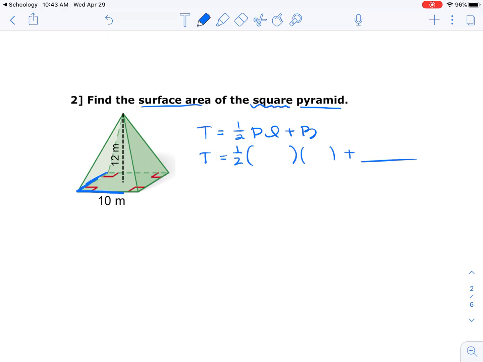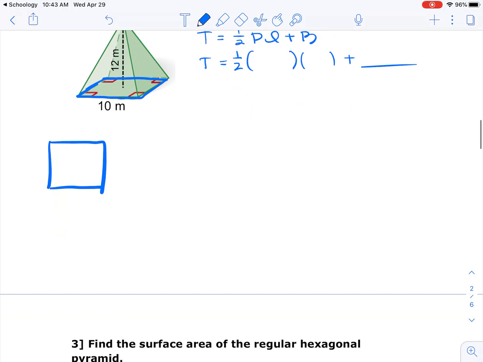So here is the base. It is a square. I like to draw it separately, but you can clearly see the base there. So this is 10 meters, and since it's a square, they're all 10, right? The first thing I have to find is perimeter. Add up all the sides. There's 4 sides that are 10, so the perimeter is 40 meters.